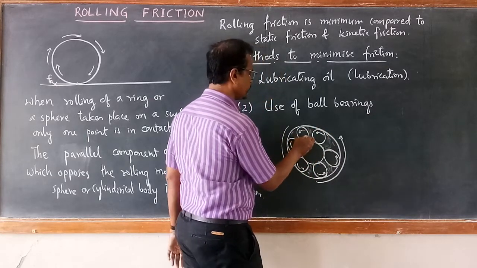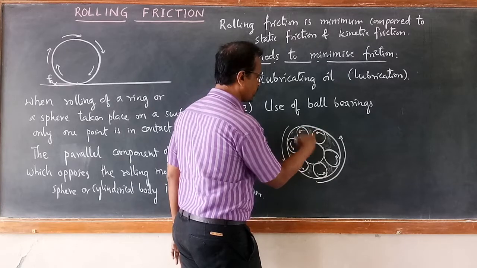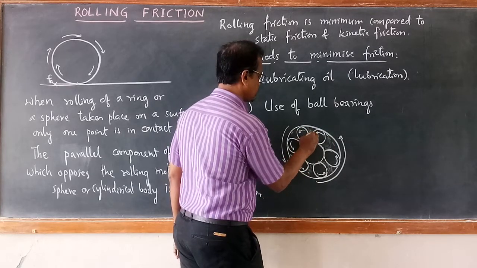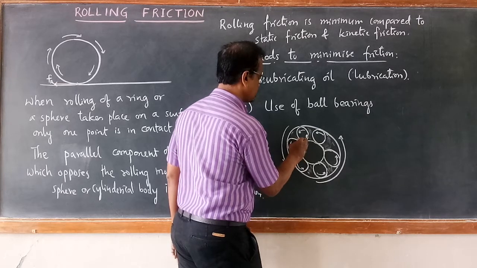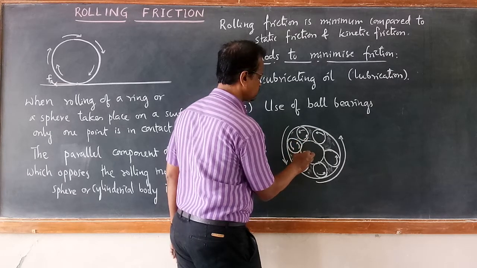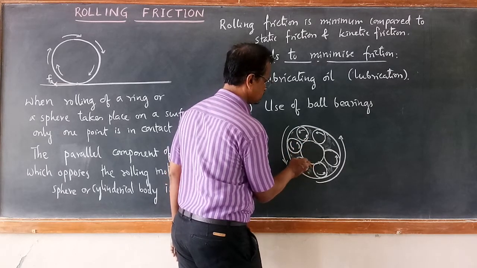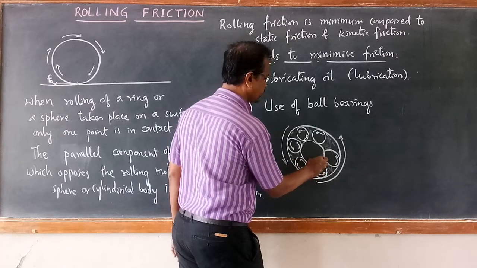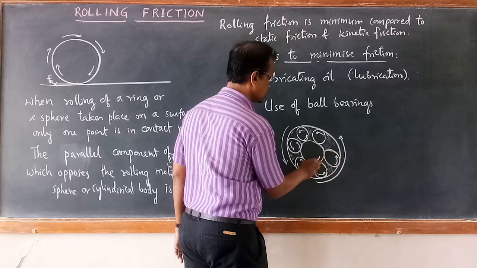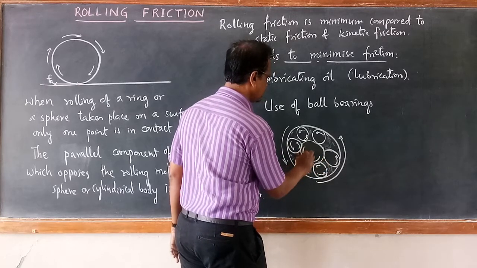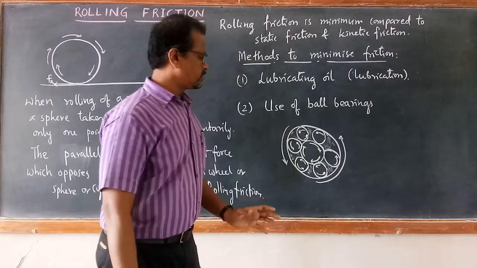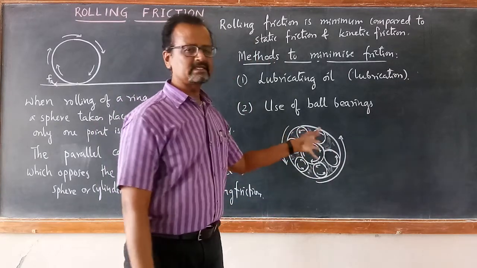When they tend to move inwards, you see this movement of these steel balls. You can see here, it will lead to movement of this inner ring in the clockwise sense. This is how very smooth movement of the rings takes place.